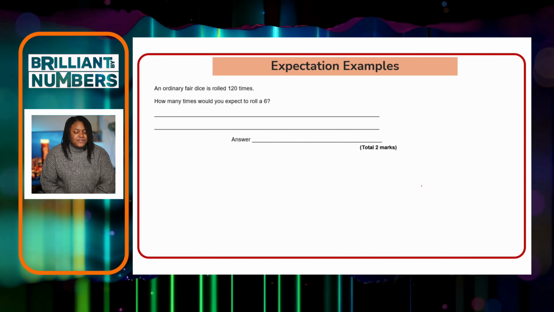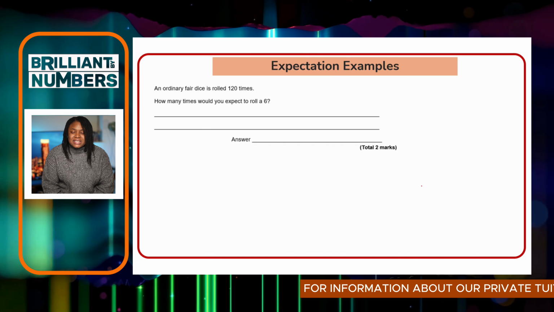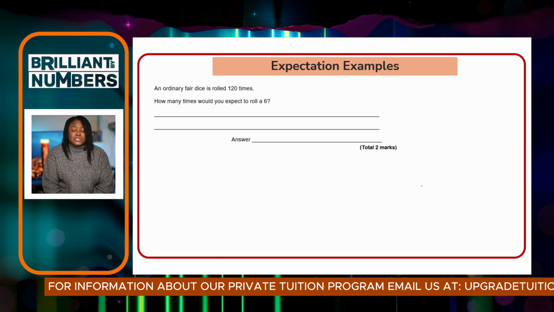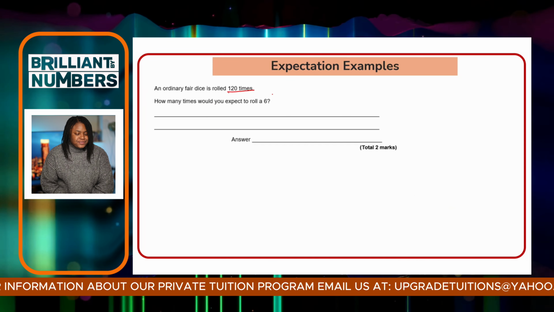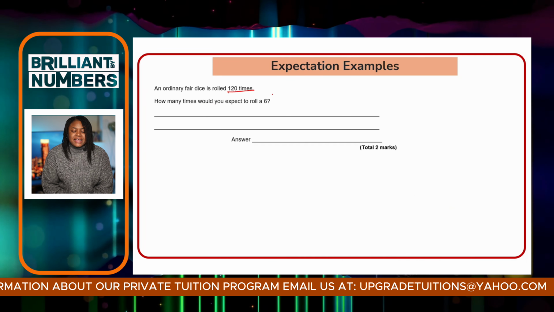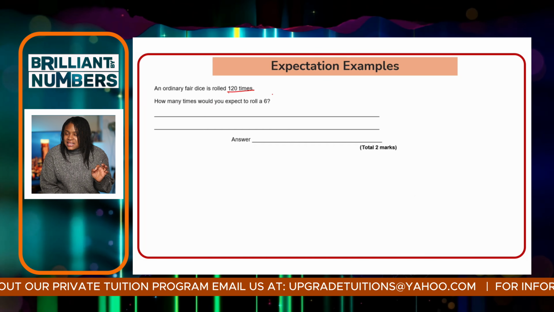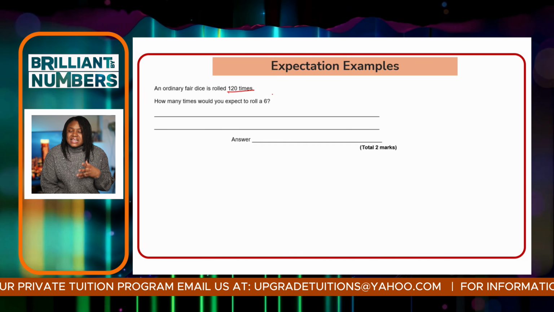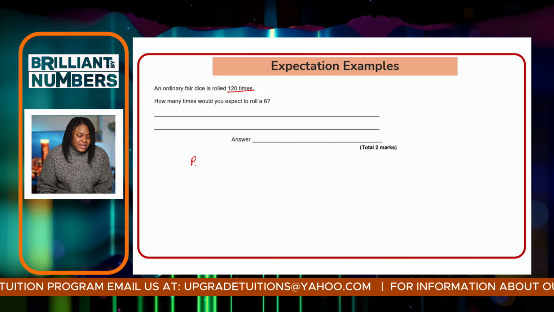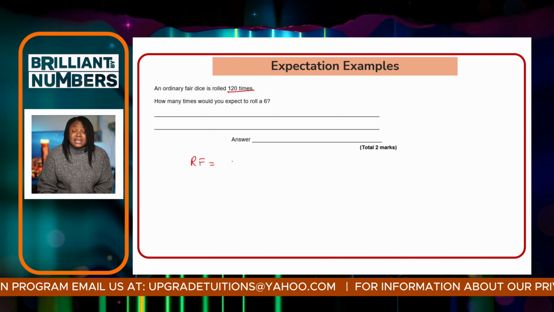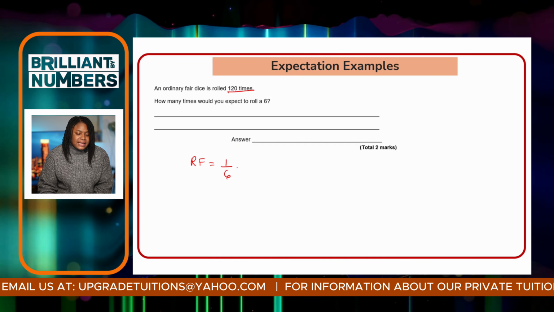Okay, so first question on expectation. We're told here that an ordinary fair die is rolled 120 times. Underline. How many times would you expect to roll a 6? Now, because it's a fair die, every number on the die has an equal opportunity of occurring. So the relative frequency of rolling a 6 on a die is going to be 1 out of 6.